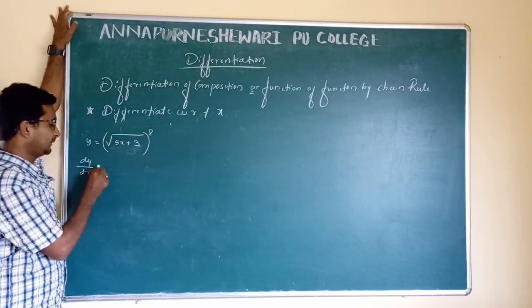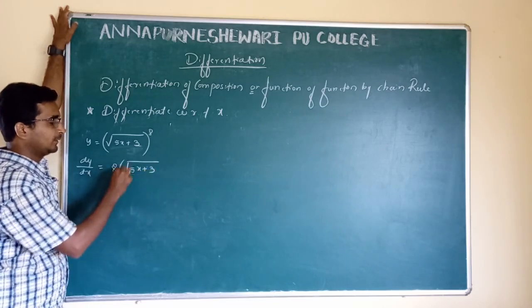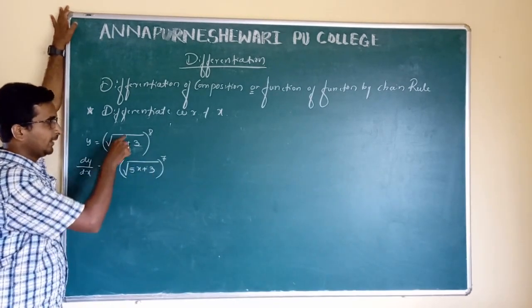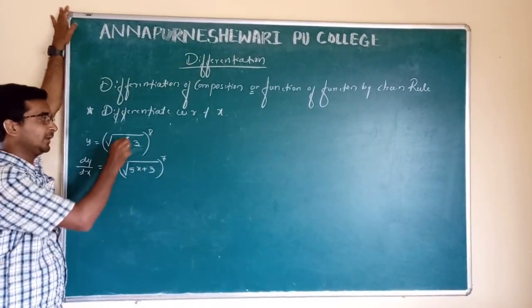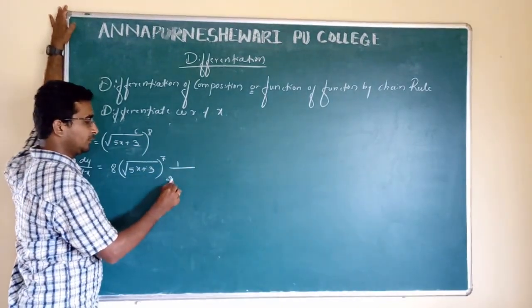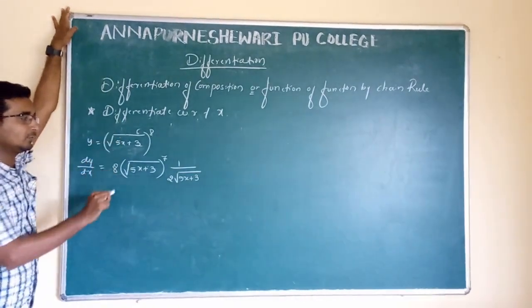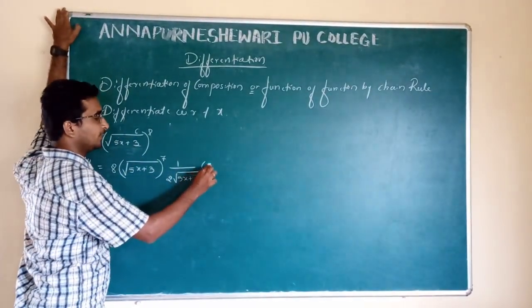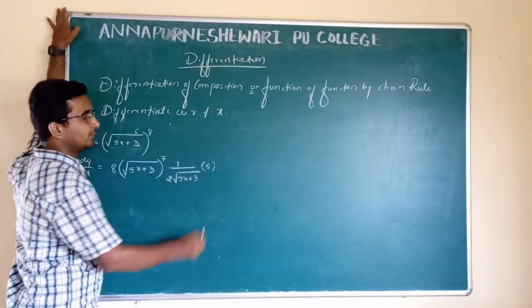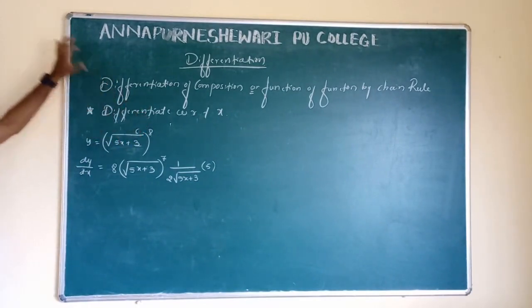X raised to 8 gives 8 x raised to 7, where x means root of 5x plus 3. 8 x raised to 7 is over, then count for the root. The differentiation of root of 5x plus 3 is 1 divided by 2 root of 5x plus 3. So root is also over. Then differentiation of 5x plus 3: differentiation of 5x is 5, then differentiation of 3 is 0. Like that you have to do. From outer side to the inner side we keep on differentiating. That is what we call the chain rule.